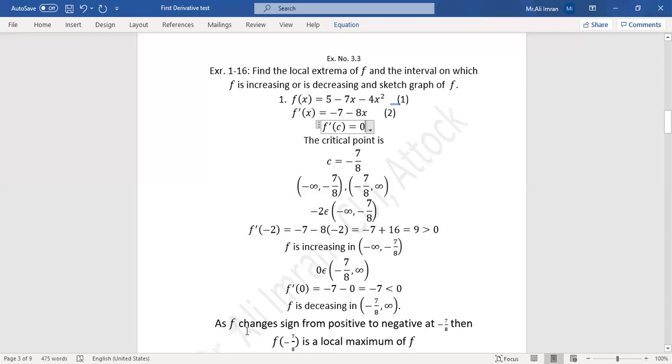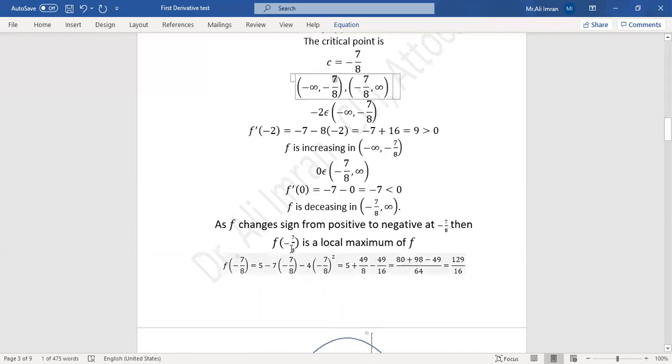As f changes sign from positive to negative at minus 7 by 8, it means that the function has a local extremum at c equal to minus 7 by 8. This is the point where the function changes behavior from positive to negative, and at the point where the function changes sign from positive to negative, the function has a local maximum value. Now we will find the maximum value of the function by putting c equal to minus 7 by 8 in the given function.